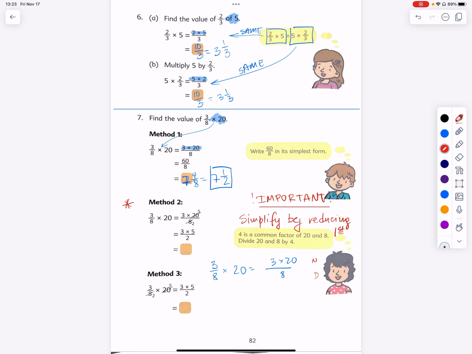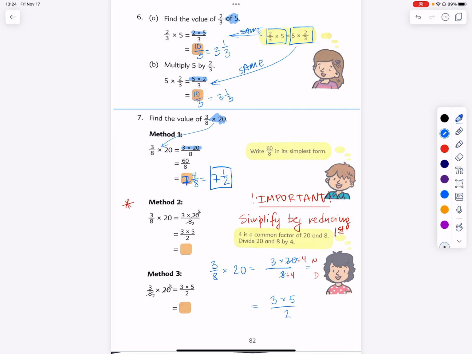And what do we notice? We have 20 and 8, and both 20 and 8 are divisible by 4. Let's reduce it and rewrite it. This would be the same as 3 times, 20 divided by 4 is 5, 8 divided by 4 is 2. This is an equivalent statement. All we've done is reduce 20 and 8 by a common factor of 4.